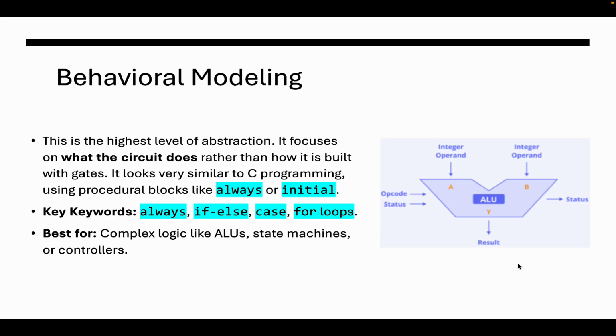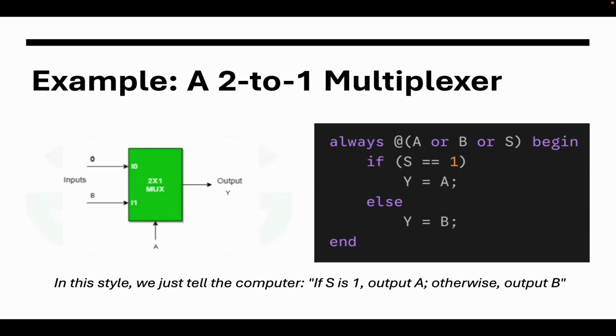ALU is generally designed using behavioral modeling. We will see this ALU design in our further lectures. As of now, we'll learn with basic examples. For today, we'll be learning behavioral modeling using a 2:1 multiplexer.